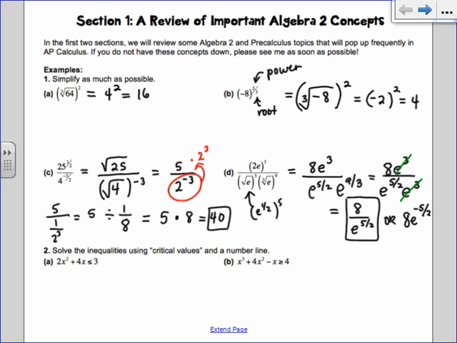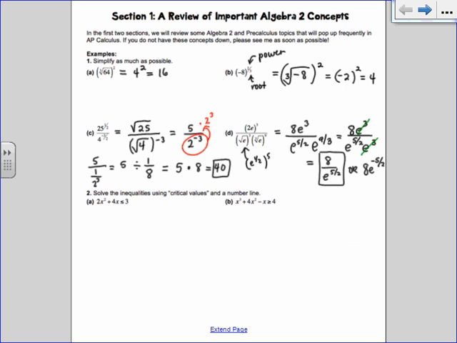All right, so another thing that you do all the time in AP Calc is you use critical values. You put things on a number line, you test on the left, the middle, and the right. Okay, so I have 2x squared plus 4x is less than or equal to 3. So the first thing that we do is we get everything on one side. So I do 2x squared plus 4x minus 3 is less than or equal to 0.